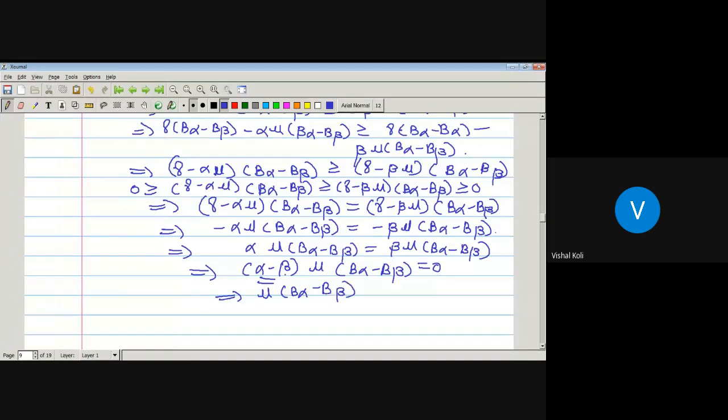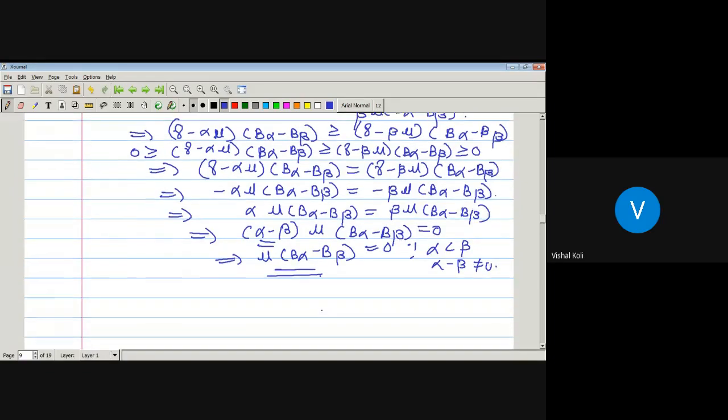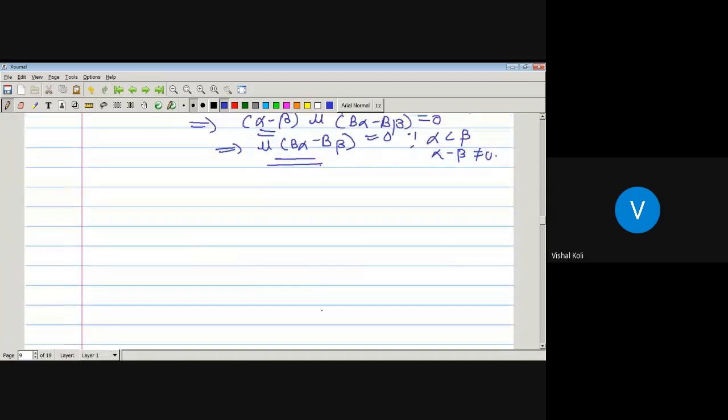So it means (alpha minus beta) times the measure of (b alpha minus b beta) is equal to 0. But as alpha is less than beta, alpha minus beta is not equal to 0, so there is only one possibility, that is the measure of (b alpha minus b beta) will be equal to 0. So here we get the measure of (b alpha minus b beta) equal to 0.